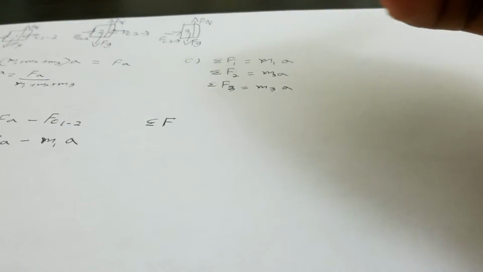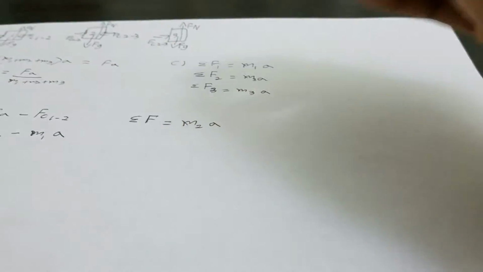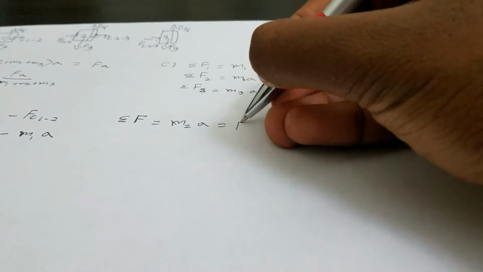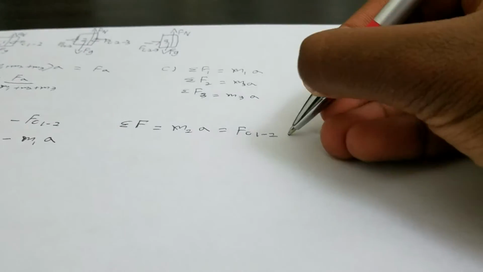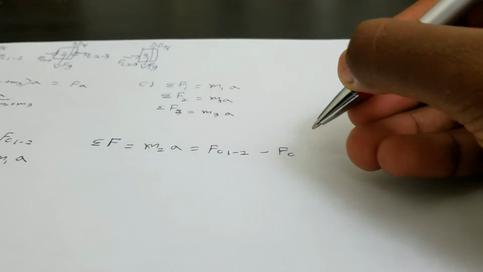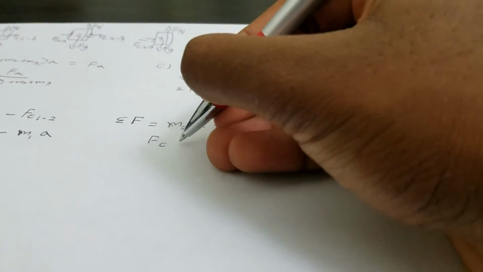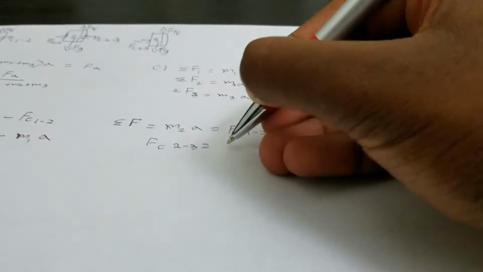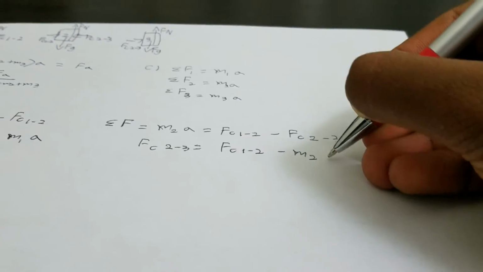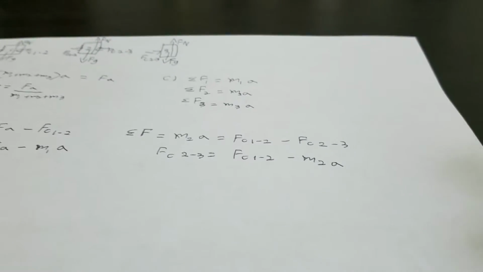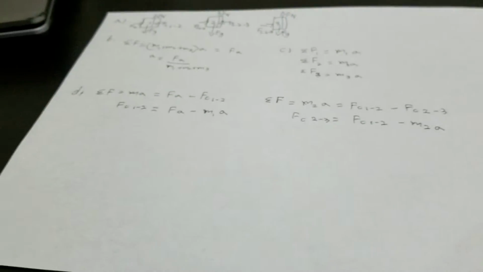And then there's also the sigma F for force contact 2 on 3. To solve for that, use mass 2 times acceleration equals force contact 1 on 2 minus force contact 2 on 3. Force contact 2 on 3 would equal force contact 1 on 2 minus mass 2 times acceleration. And that is how you solve for force contact 2 on 3.